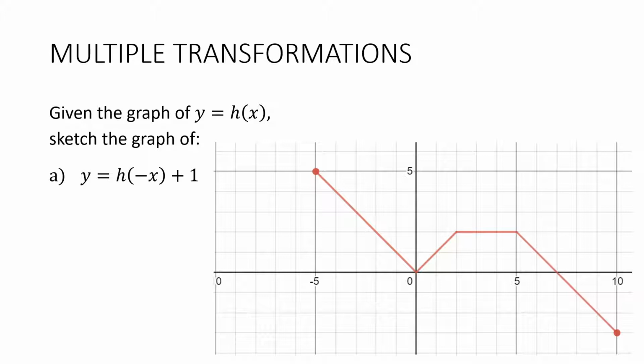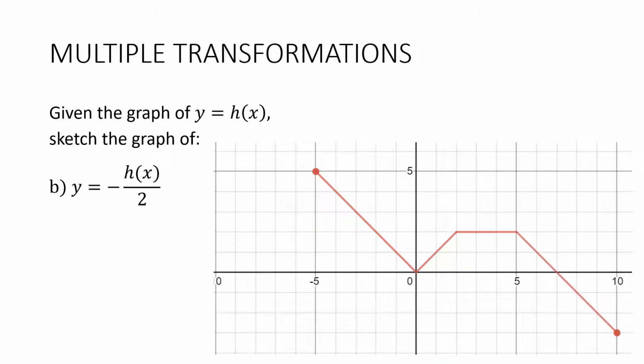All right, let's have a look at multiple transformations. Obviously we can do multiples of those three things: the translation, the reflection, and the stretch or compress. So given the graph of y equals h of x, sketch the graph of y equals h of negative x plus 1. We're going to do this in 2 stages, and it doesn't really matter which order you do it in. So we could move this all up 1, and then what's this negative here going to do? It's going to reflect it about the y-axis. But the first one I've done is to reflect it about the y-axis and then move it up 1. So there's the graph of y equals h of negative x plus 1.